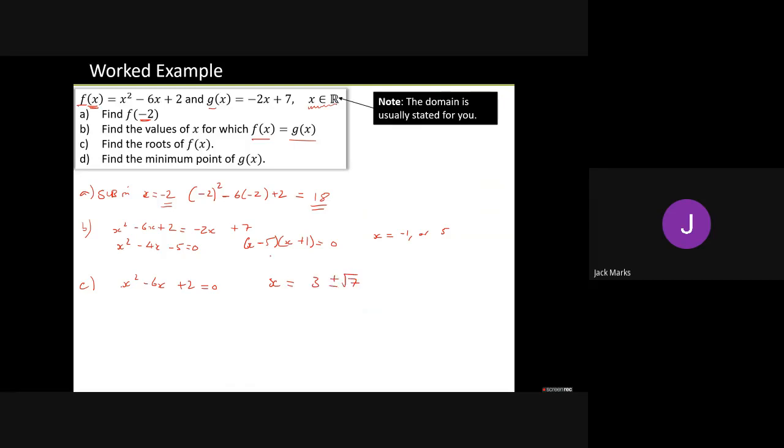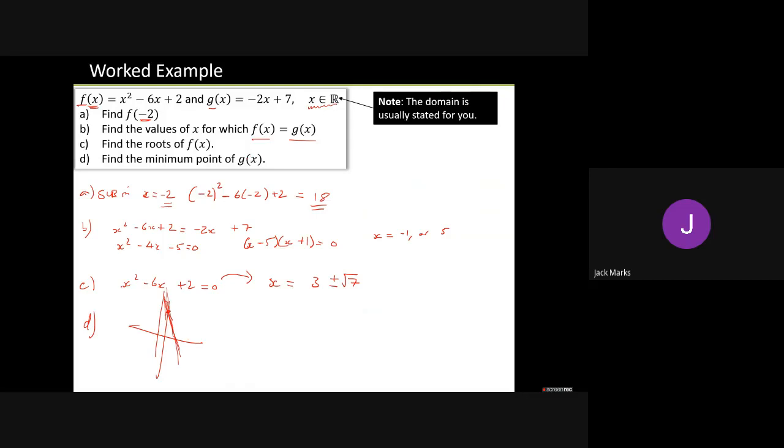Okay, I'm just going to jump ahead there because we've talked about the techniques to solve this already. The minimum point for g of x. Okay, so this is an interesting question because g of x is a straight line that goes through 7 and has a gradient of minus 2.